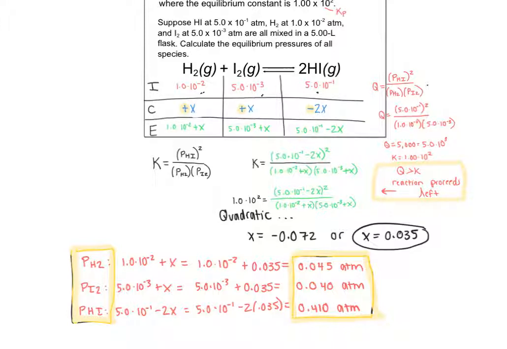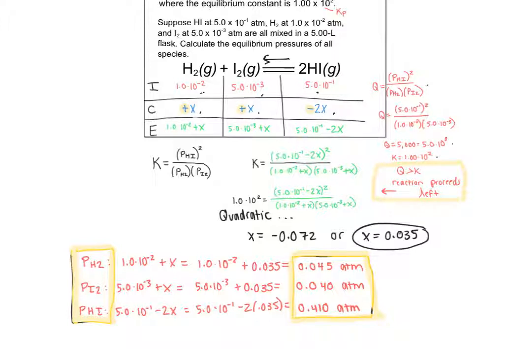And what I get is Q is equal to 5.0 times 10 to the negative third. In the problem, they told me K is 1 times 10 squared. This means that Q is bigger than K, which means the reaction is going to shift this way, to the left. So the reverse reaction is really what's happening right now. So if the reverse reaction is happening, it means we're going to make some H2 plus X, we're going to make some I2 plus X, and we're going to use up some HI minus 2X.